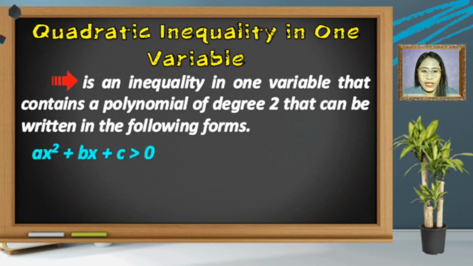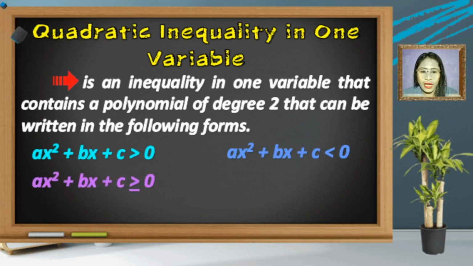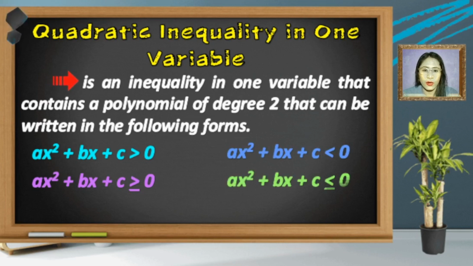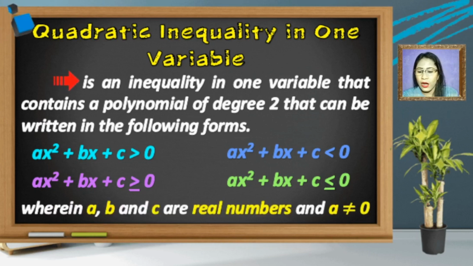So, we have ax squared plus bx plus c is greater than 0. We have ax squared plus bx plus c is less than 0. Ax squared plus bx plus c is greater than or equal to 0. And we have ax squared plus bx plus c is less than or equal to 0. And a, b, and c are real numbers and a should not be equal to 0. So, bawal maging value ni a is 0, katulad ng ating quadratic equation.